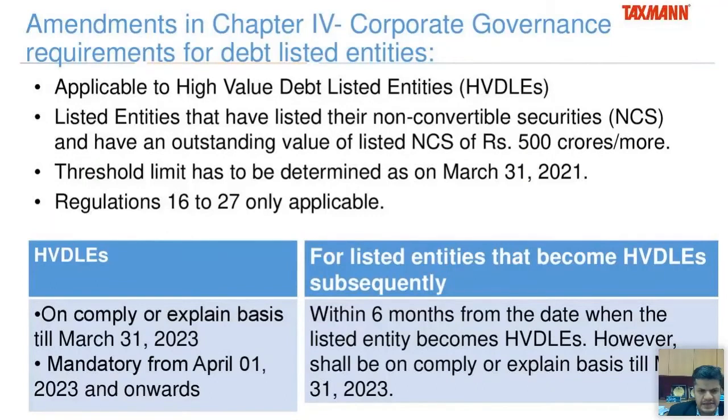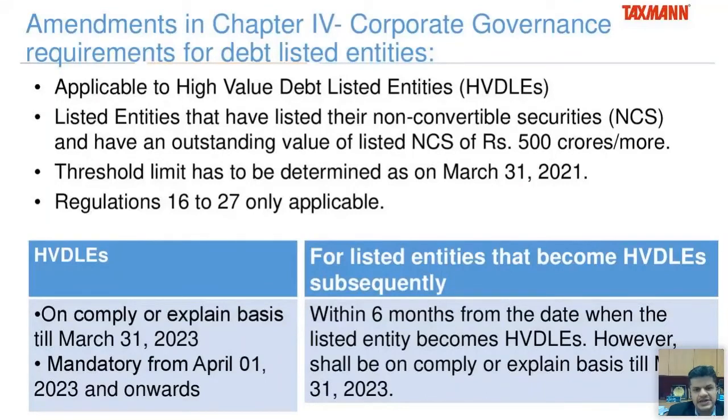So as far as the high value debt listed entities are concerned, they need to comply with or explain basis till 31st March 2023. So these corporate governance requirements are to be complied with. The circular gives us a window till 31st March 2023, and it's mandatory from 1st April 2023 onwards. So from 1st April 2023 onwards, the regulations 16 to 27 of LODR are applicable to high value debt listed entities.